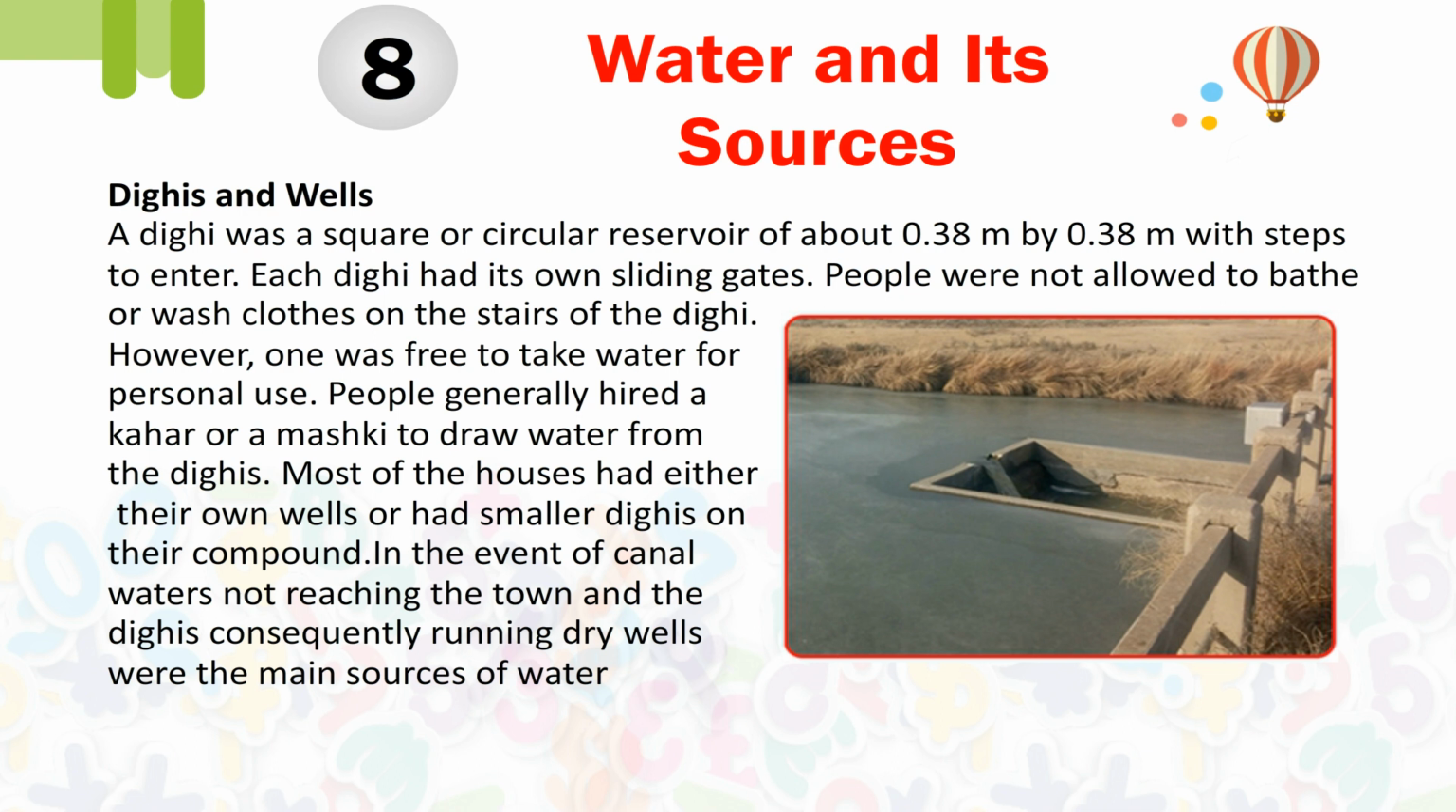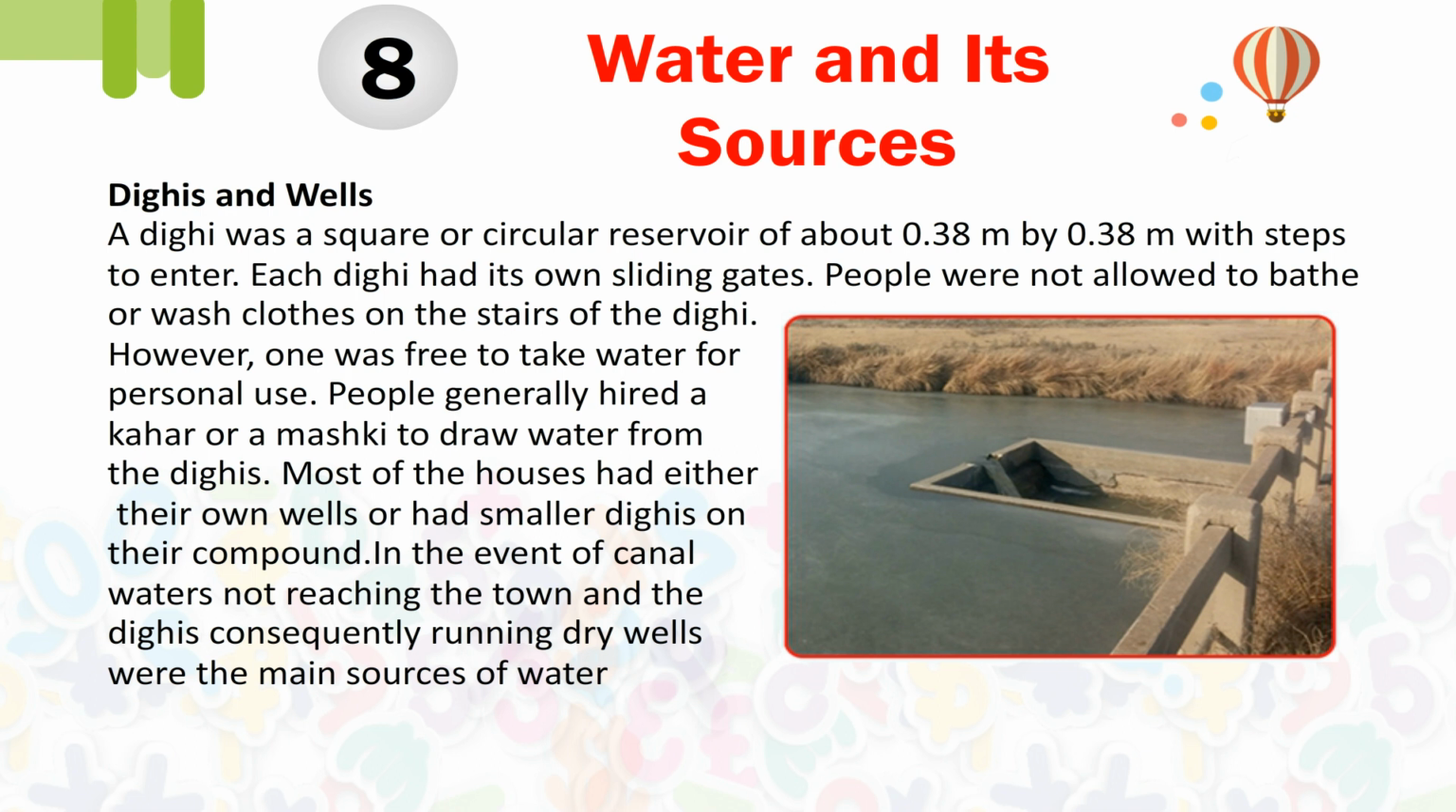Diggis and wells. A diggi was a square or circular reservoir of about 0.38 meter by 0.38 meter with steps to enter. Each diggi had its own sliding gates. People were not allowed to bathe or wash clothes on the stairs of the diggi. However, one was free to take water for personal use. People generally hired a kahar or mashki to draw water from the diggis. Most of the houses had either their own wells or had smaller diggis in their compound.